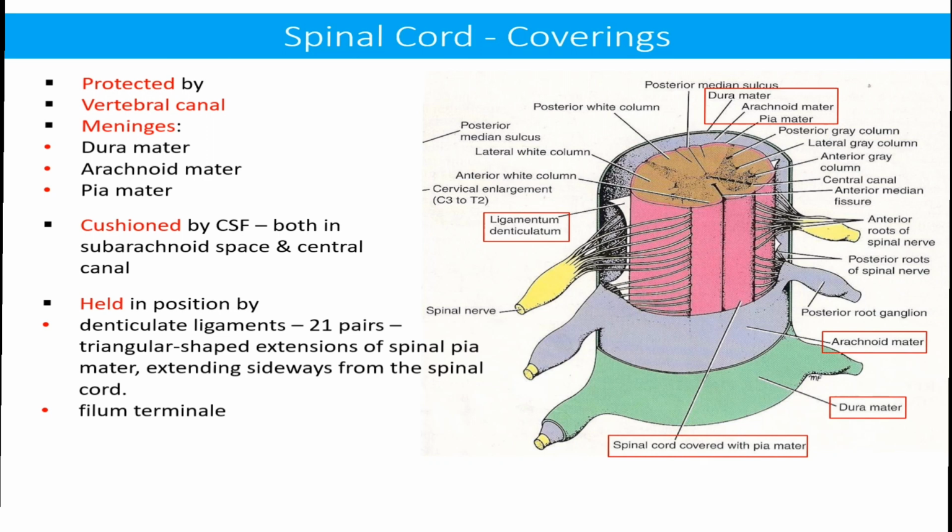Spinal cord is held in position by two factors. Number one, denticulate ligaments, which are 21 pairs in the shape of triangular extensions of spinal pia mater. They extend sideways from the spinal cord. And number two is filum terminale, which will be discussed in the coming slides. Notable point in this diagram is the presence of dura mater, arachnoid mater, and pia mater and their relationship among themselves.